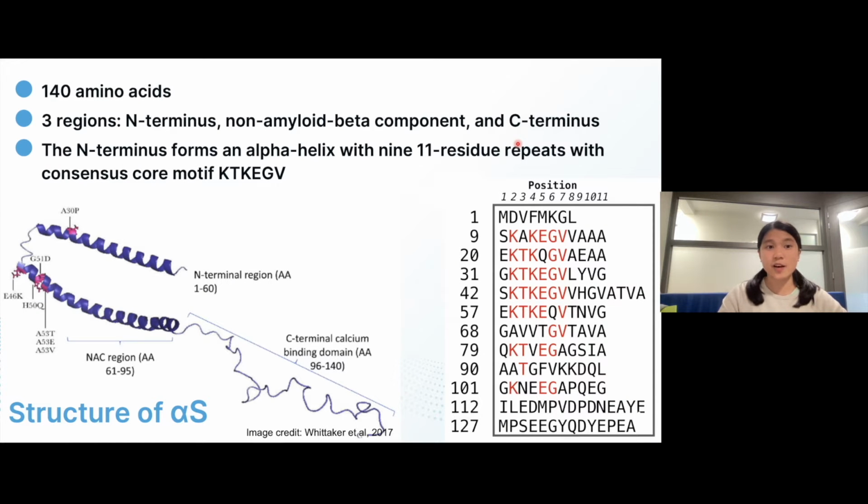Alpha-synuclein is composed of 140 amino acids, as shown right here. There are three regions: the N-terminus, the non-amyloid beta component, and the C-terminus. The N-terminus forms an alpha helix with 11-residue repeats with consensus core motif KTKEGV, as you can see here.